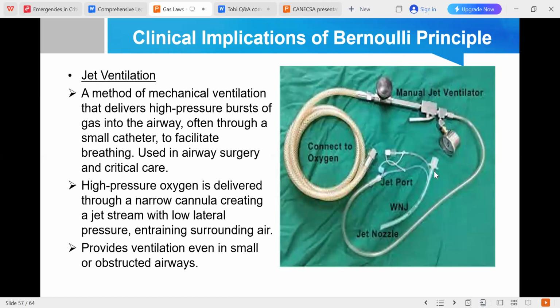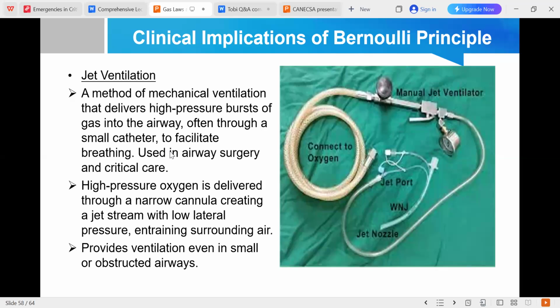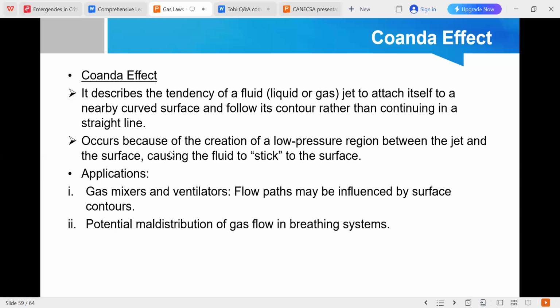You see your manual jet ventilator here. Jet ventilation is a method where a high pressure burst of gas is delivered to the airway, often through a small catheter, to facilitate breathing. High pressure oxygen is delivered through a narrow cannula, creating a jet stream with low lateral pressure and entraining surrounding air. This provides ventilation even in small and obstructed airways. It's also very important in suction and gas scavenging systems, and nebulizer function.